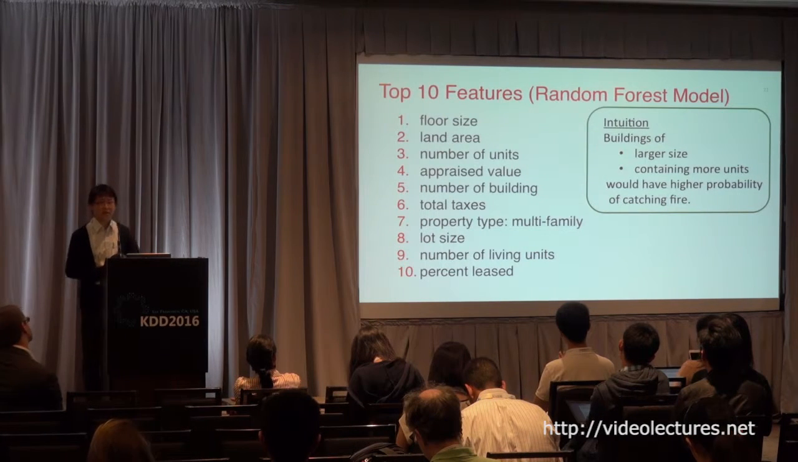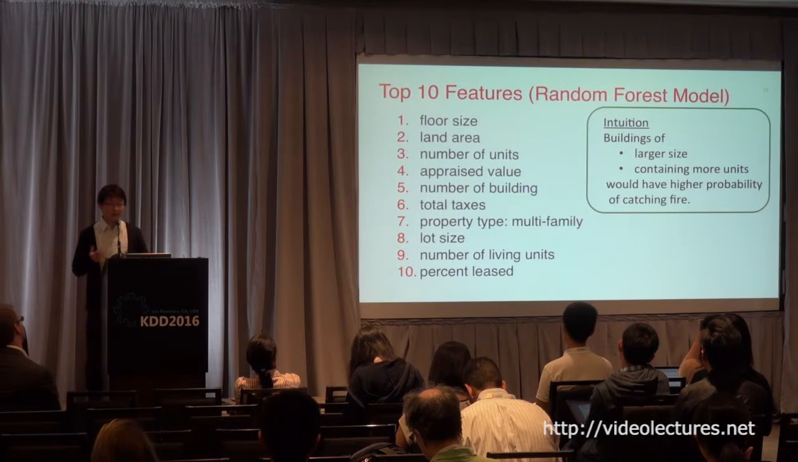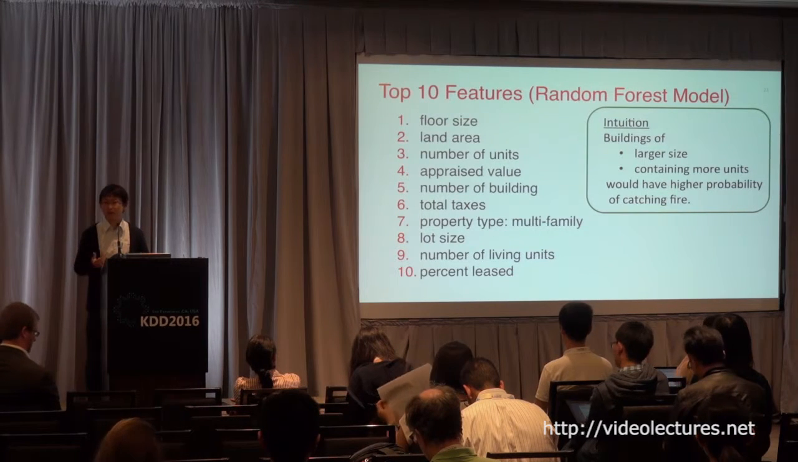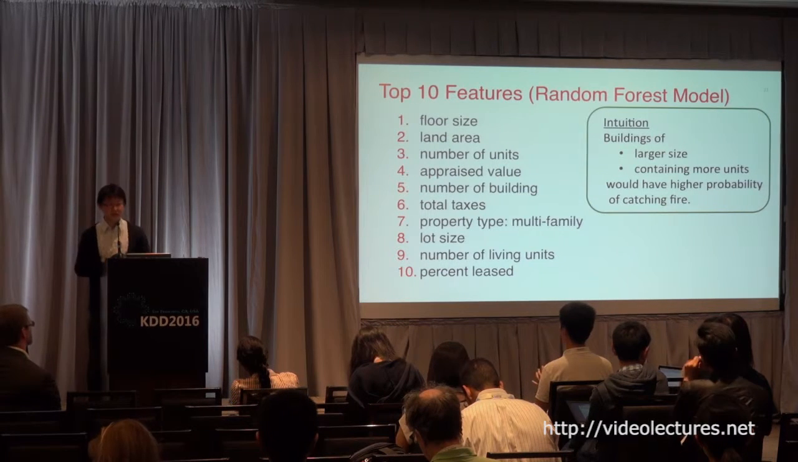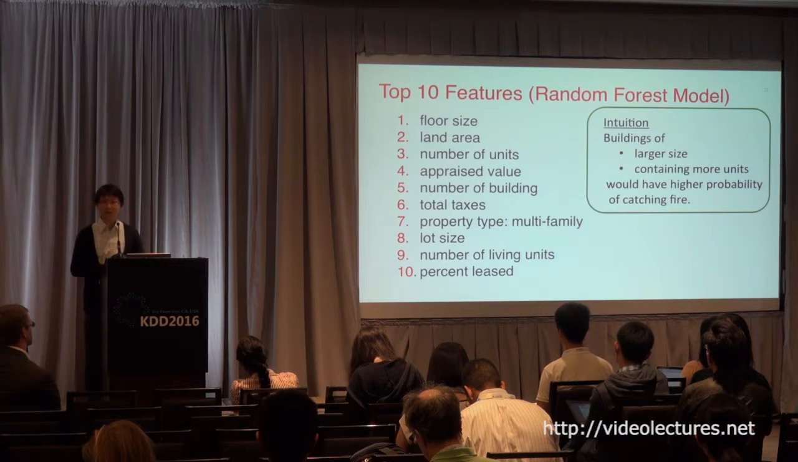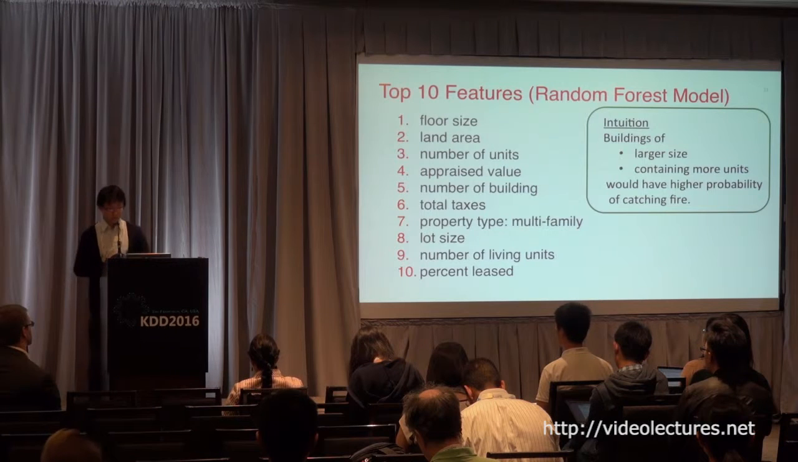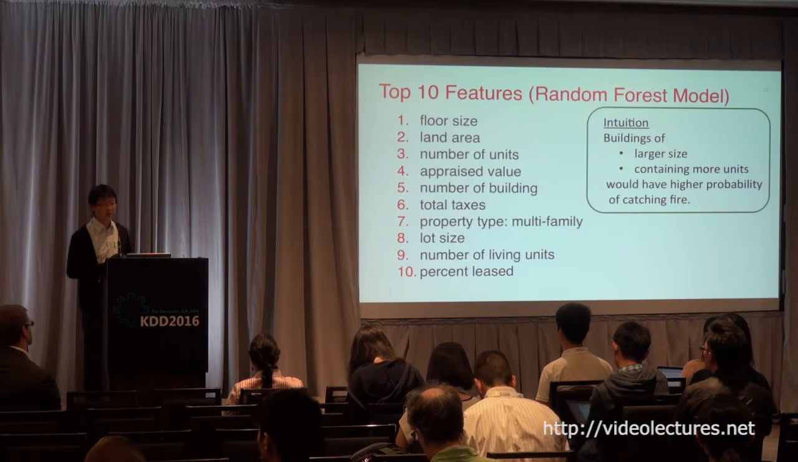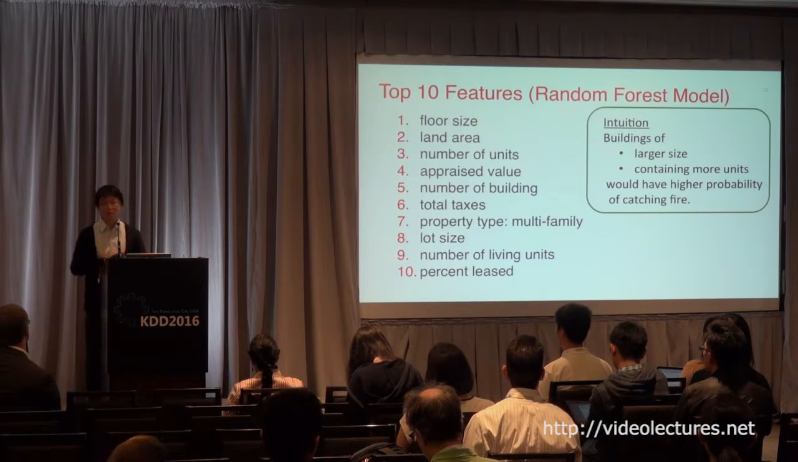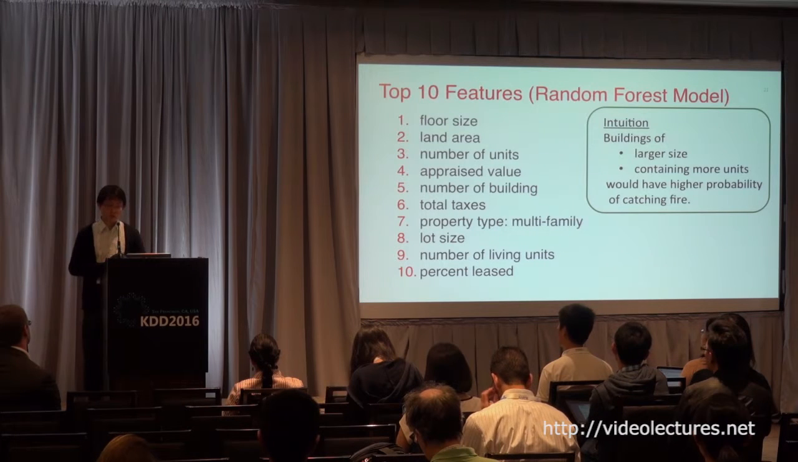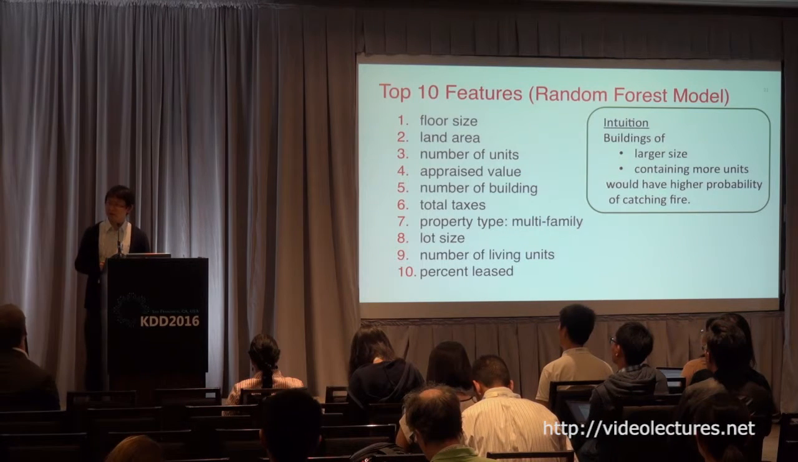So finally, it is helpful for the Atlanta Fire Rescue Department to know which features are the most effective predictors. So we list the top 10 features in the random forest model, ranked by the ratio of examples split by it. Collectively, they capture the intuition that buildings of larger size or those containing more units, so more people, would have a higher probability of catching fire. And now Mike will talk about how to use these predictive models to guide the fire inspections.